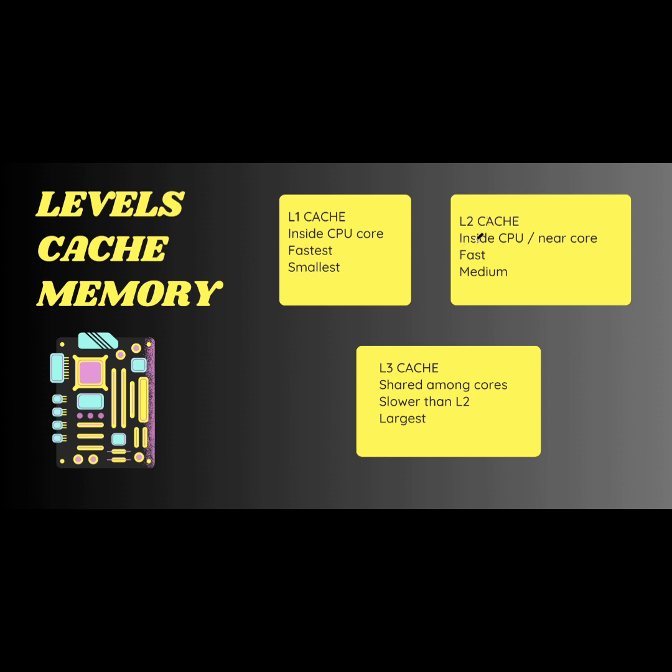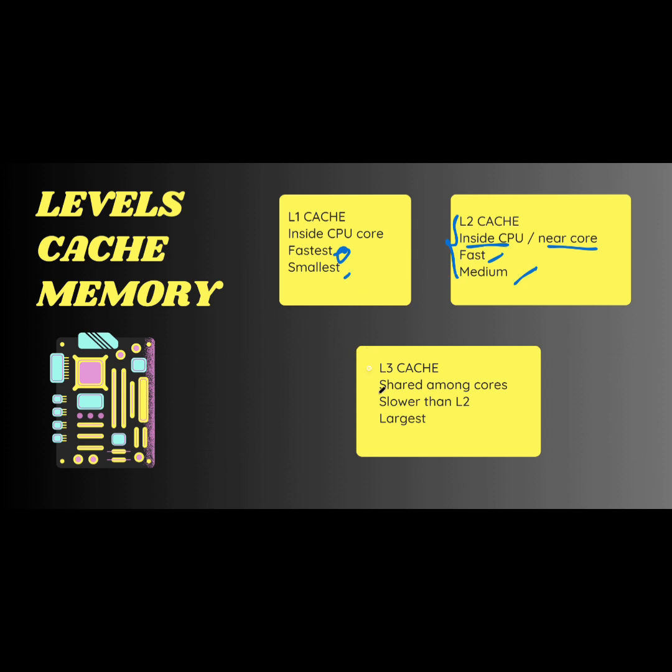And L2 cache. L2 cache is inside the CPU or nearer to the core. It is fast, but L1 is faster than L2. The size of L2 is medium, but the L1 size is smallest. L2 size is greater than the L1 size.